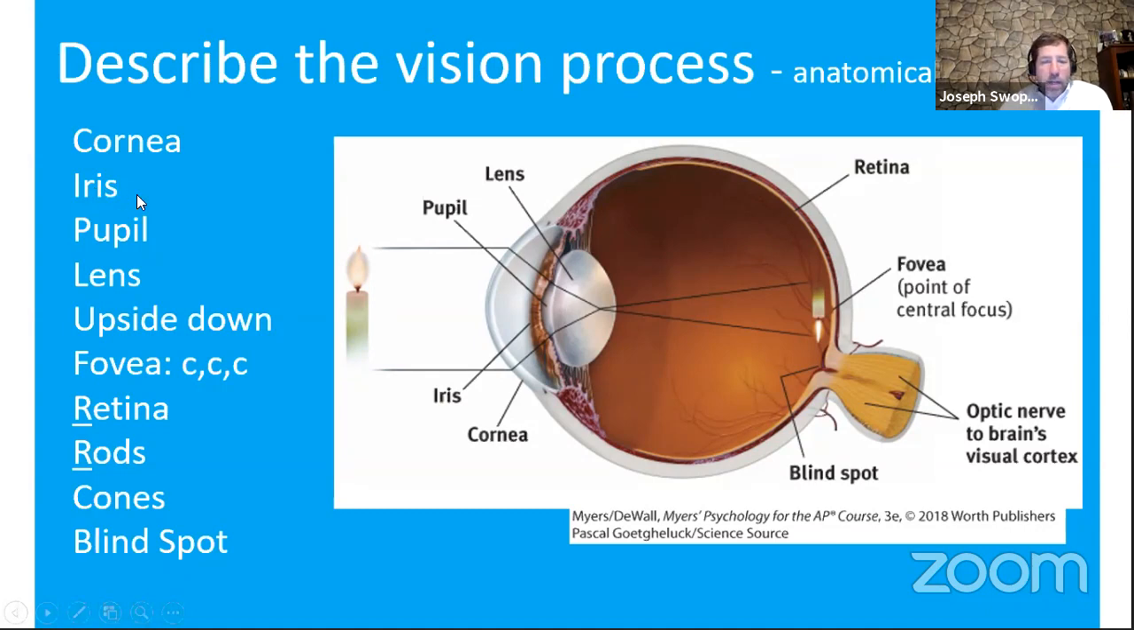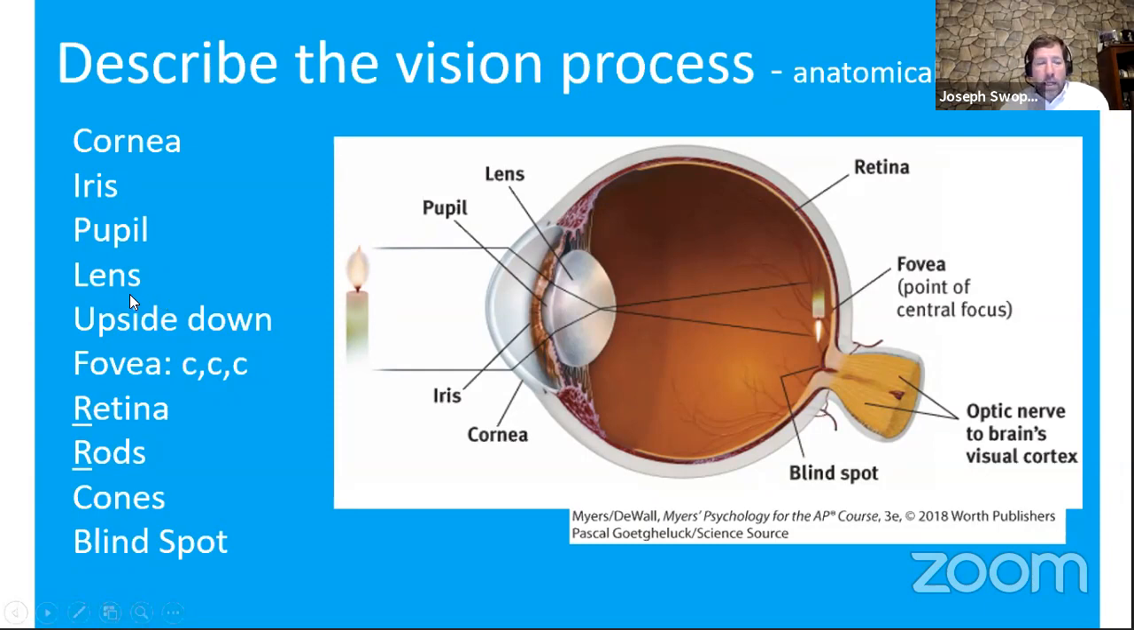The iris is a colored sphincter. Yep, you heard that right. It's the muscle that, as it closes together, lets less light in, and as it opens up, lets more light in. Your pupil is the hole. If you're writing down notes really quickly, pupil is a light hole. Cornea, windshield; iris, colored sphincter; pupil, light hole.